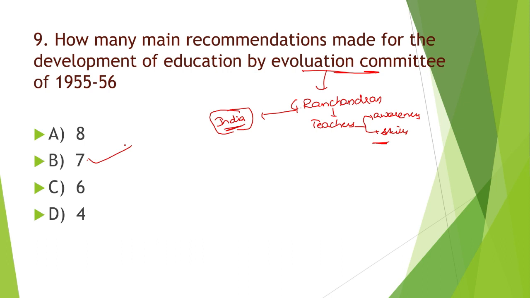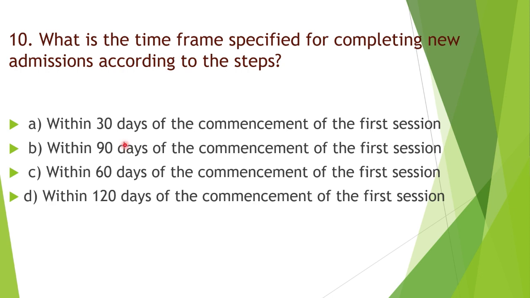So now next question, what is the time frame? What is the time frame specified for completing new admissions according to the steps? Just now we discussed this. In 1957, the National Committee on Women was appointed. It was chaired by Durgabai Deshmukh. So they made some recommendations. Among that, what is the recommendation they mentioned regarding admissions of the first class students? Because there was a stagnation of the children.